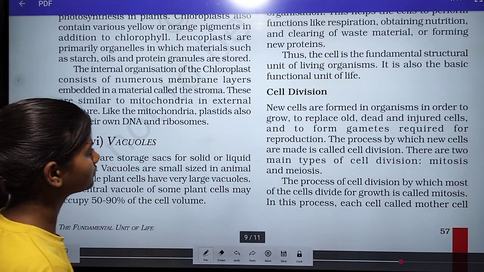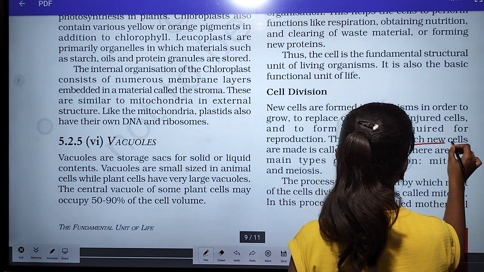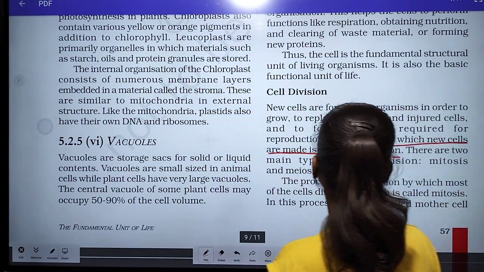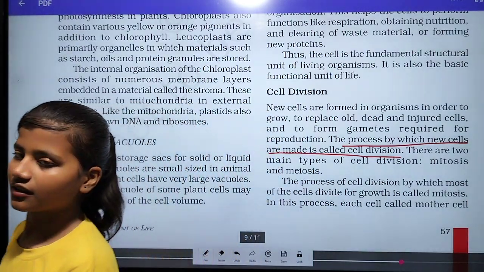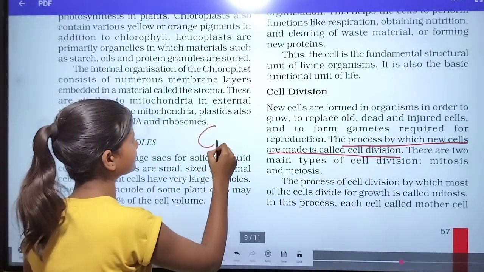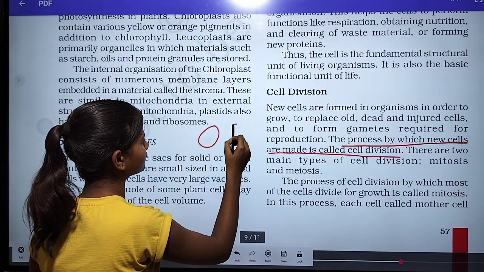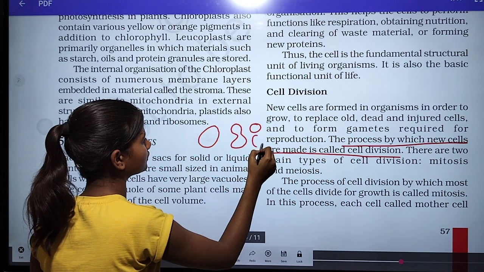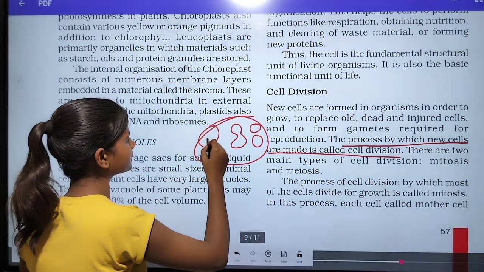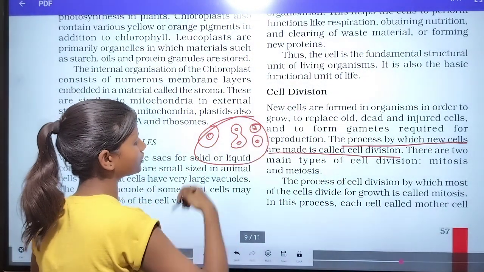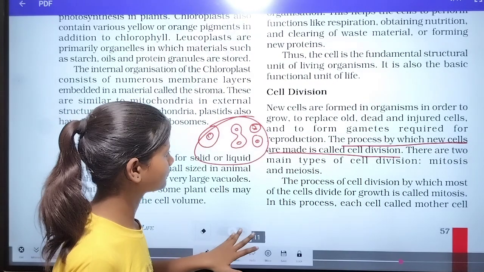The process by which new cells are made is called cell division. Suppose this one is a cell, and this cell divides into two cells. This one is the nucleus. This process is known as cell division.